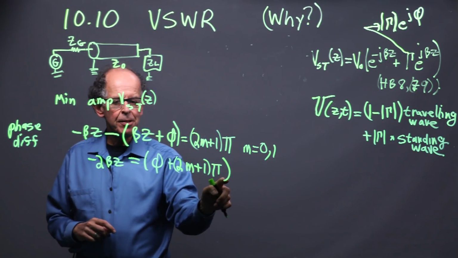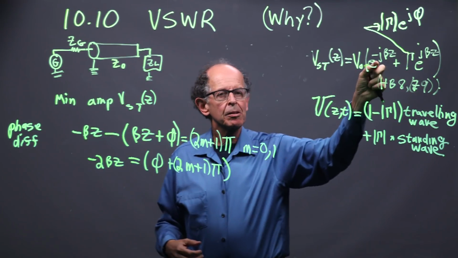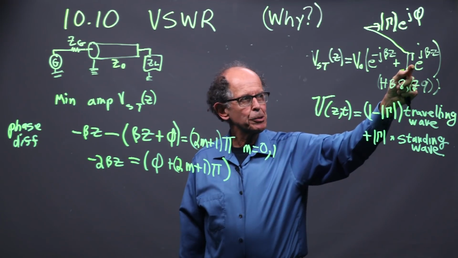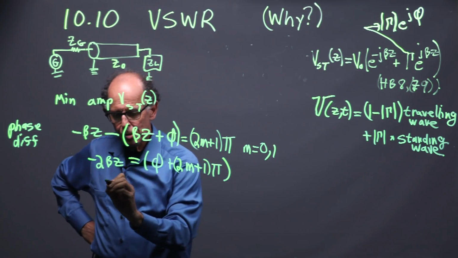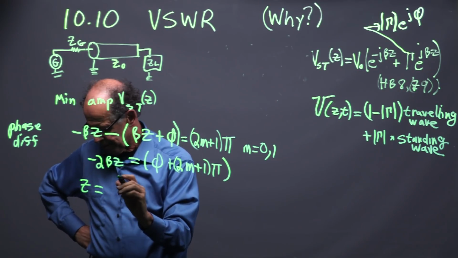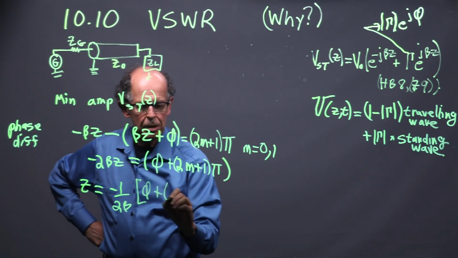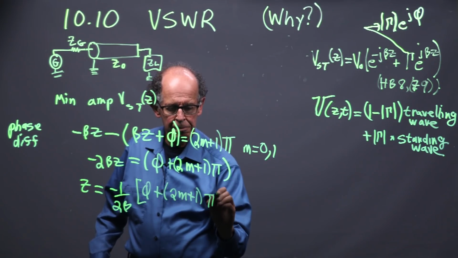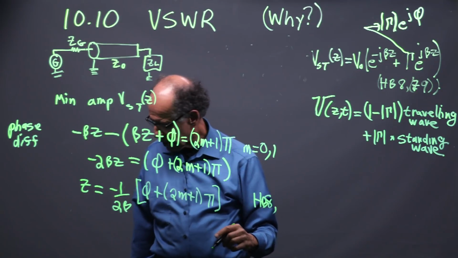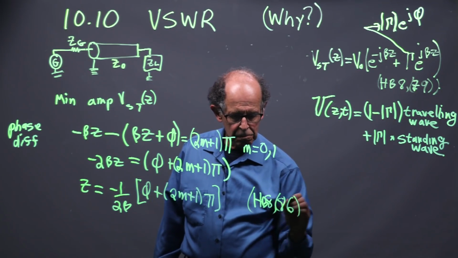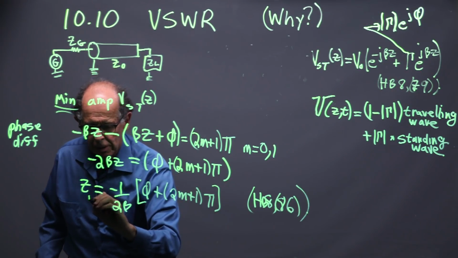And now we can solve for this, so that will give us the location of where the phase difference between the forward and reflected wave will partially cancel out. So let's have a look here, just finishing the job. We'll say that z is equal to minus 1 over 2 beta times (phi plus (2m plus 1) pi). And that's equation 86. So this particular z is where the minimum amplitude occurs, z min.